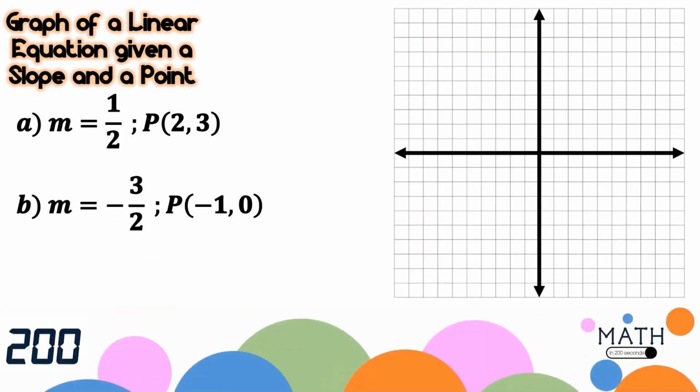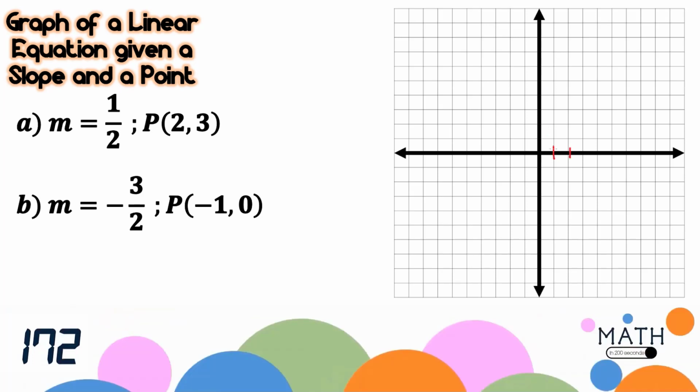Let us show the graph of a linear equation using a given slope and the point which that graph passes through. So we have here A and B, so we are going to have two different graphs here. For letter A, we have our slope of 1/2, and one of the points that our line passes through is at (2, 3). So if we're going to have our graph here, and per grid would be 1, the point (2, 3) can be located here.